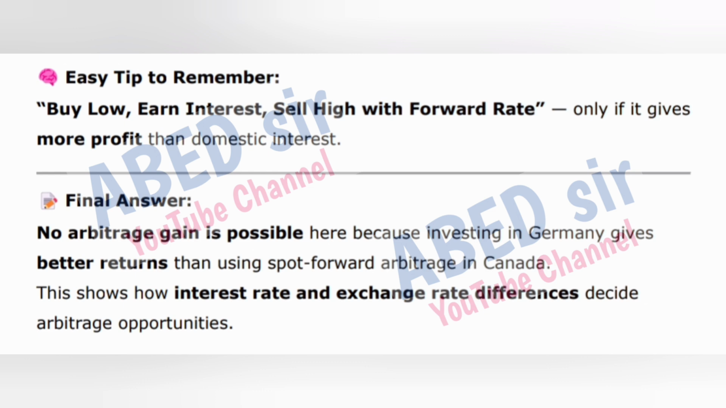Easy tip to remember: buy low, earn interest, sell high with forward rate, only if it gives more profit than domestic interest. Final answer: no arbitrage gain is possible here because investing in Germany gives better returns than using spot forward arbitrage in Canada. This shows how interest rate and exchange rate differences decide arbitrage opportunities.